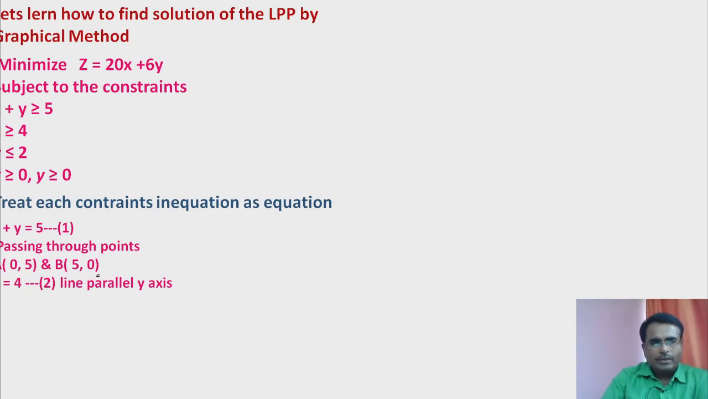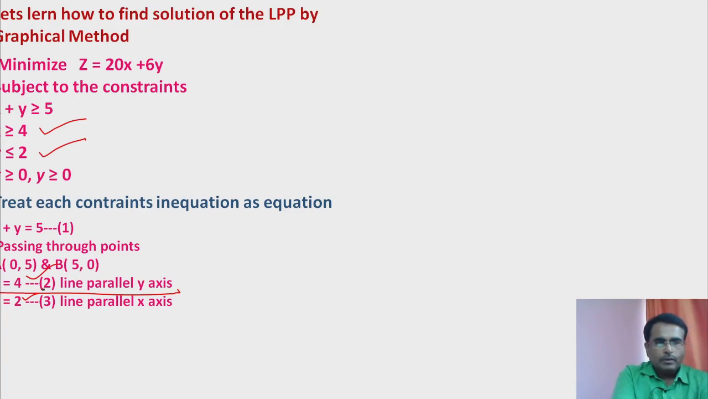Next, x = 4. We know that this is a line parallel to the y axis. Actually, x ≥ 4 becomes x = 4, because we are treating each inequation as an equation. Similarly, the next one is y = 2. Here, y ≤ 2, when treated as an equation, is y = 2. It is clear that y = 2 is a line parallel to the x axis.